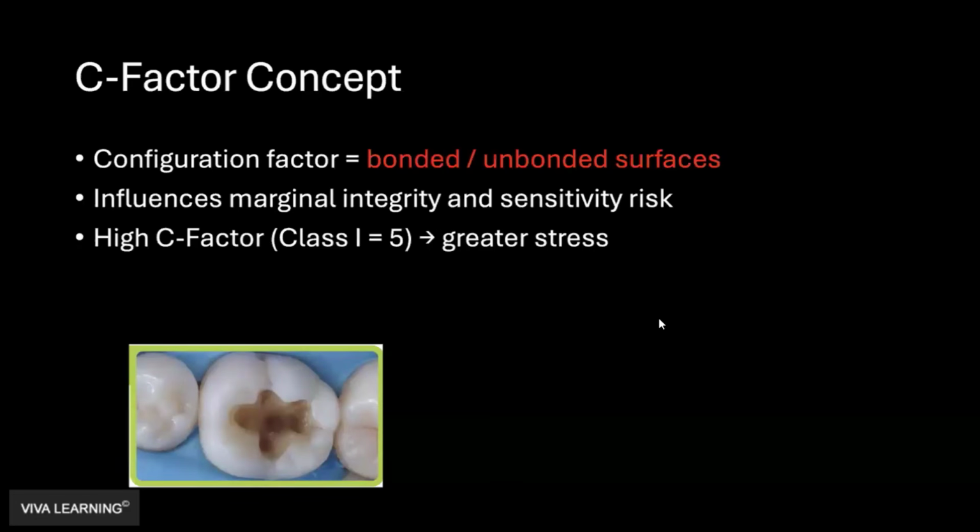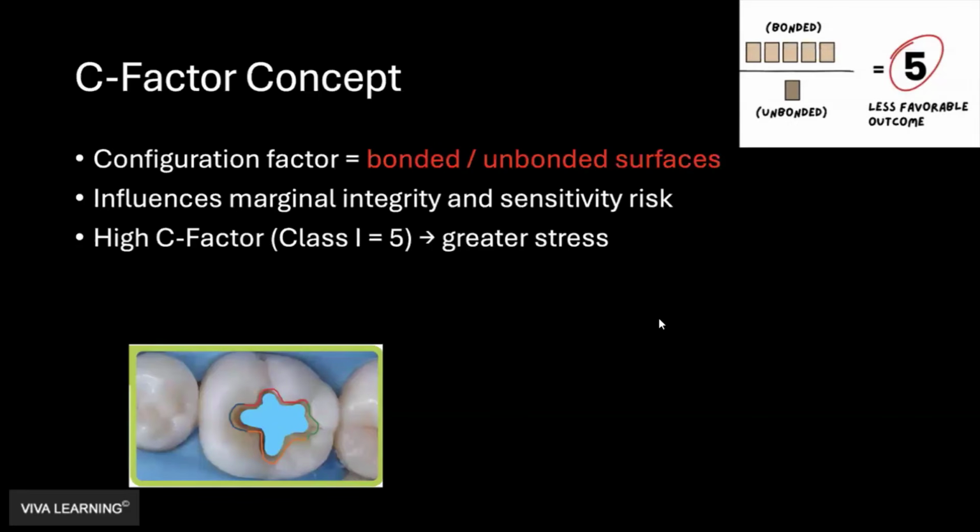So let's break it down here. We have a class 1 preparation. We have 1, 2, 3, 4. And if you count the floor of the preparation, that will be the 5th wall. And then you have the top of the restoration, that will be the 6th wall. So if you think of it like a cube, you have 6 sides. In this particular case, if you bond the restoration, you will have 5 bonded surfaces over 1 unbonded surface, which is the occlusal top of the restoration. If you divide the 5 bonded by the 1 unbonded surface, that will give you a C factor of 5, which is the greatest stress you could have in a restoration.